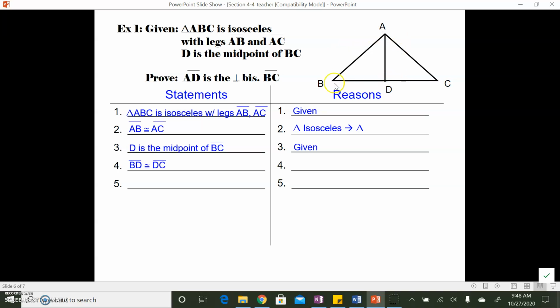What I now know is that it's the perpendicular bisector. I have two points that are equidistant. Two points determine a line, so that's good enough. D, being the midpoint, is equidistant to B and C. A, based on statement 2 here, because it's isosceles, is equidistant to B and C. If I have two points that are equidistant to the endpoints, then I have a perpendicular bisector formed by the line connecting those two points.